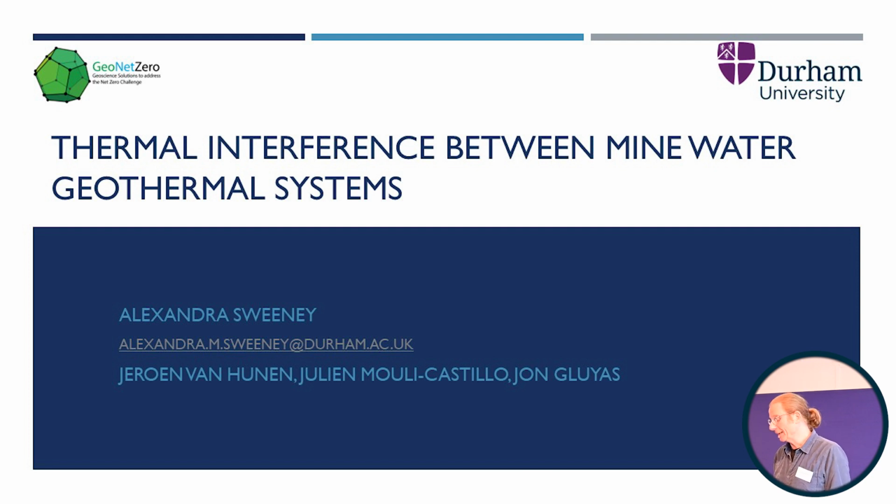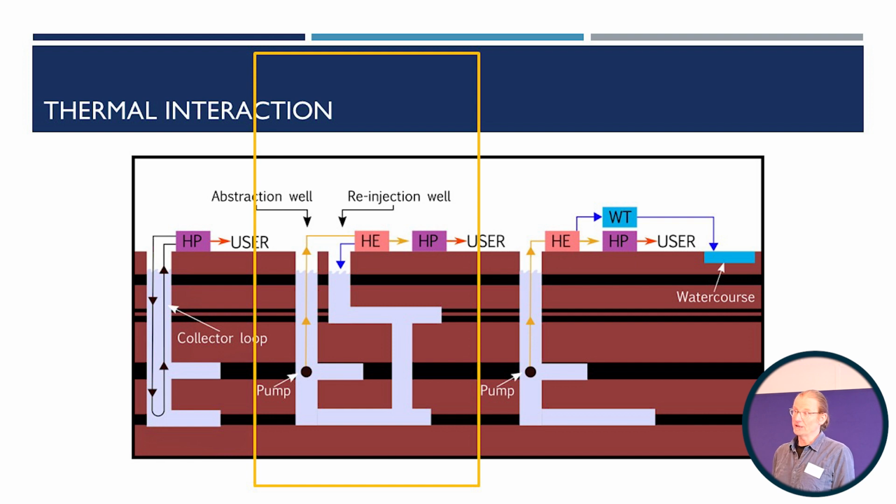Just to be clear, the kind of geothermal system that Ali has looked at was the one with an abstraction well and a reinjection well, which is different from the system shown on the left, which is a closed loop system, and the system on the right, which only has an abstraction well and discharges water into surface waters.